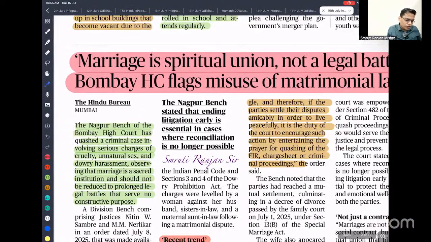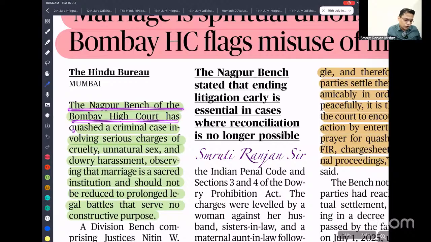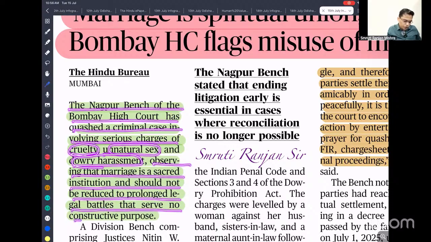Okay. So the Nagpur bench of the Bombay High Court has squashed the criminal case involving serious charges of cruelty, unnatural sex, and dowry harassment. It observed that marriage is a sacred institution and should not be reduced to a prolonged legal battle that serves no constructive purpose.